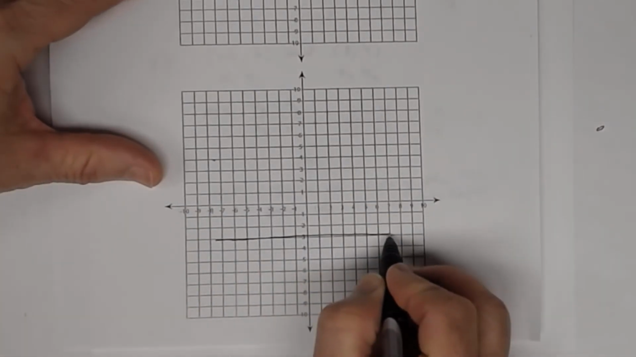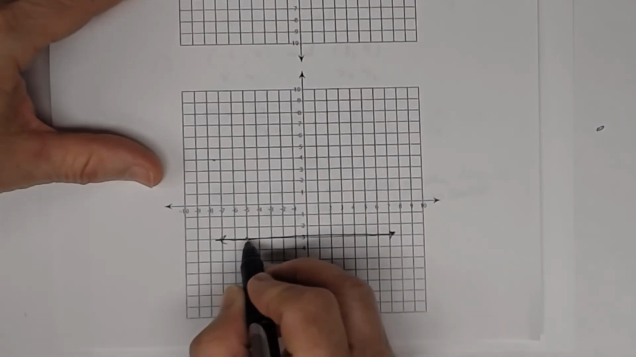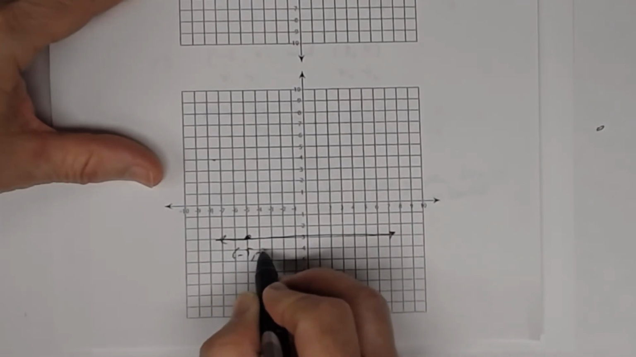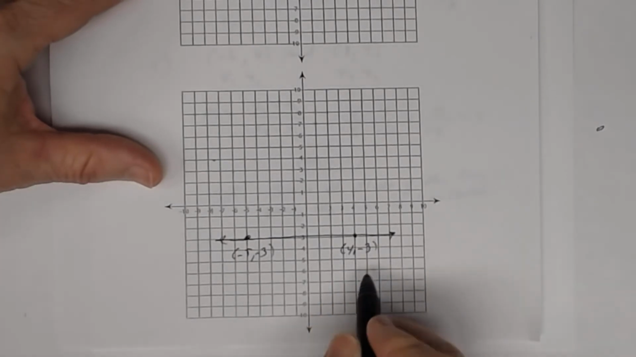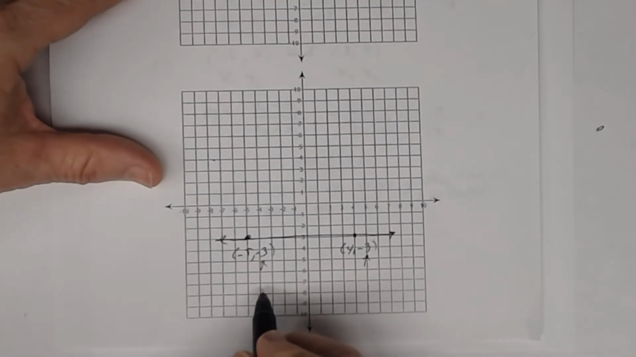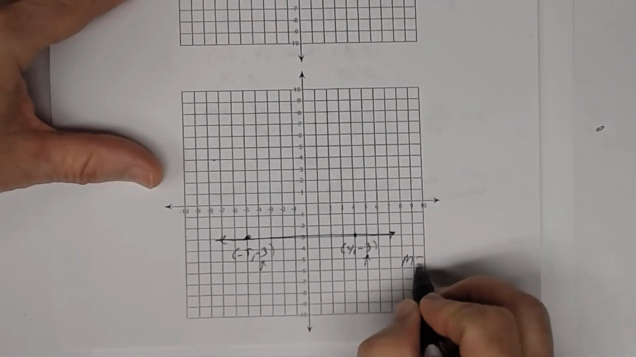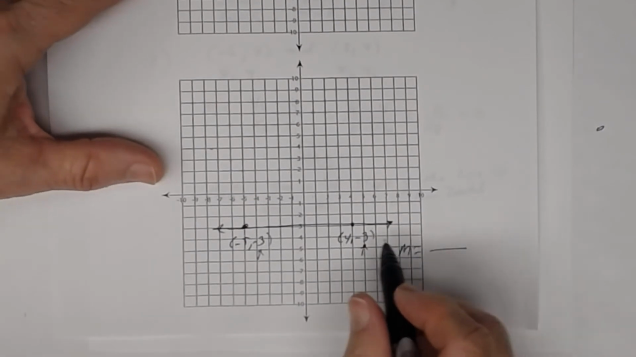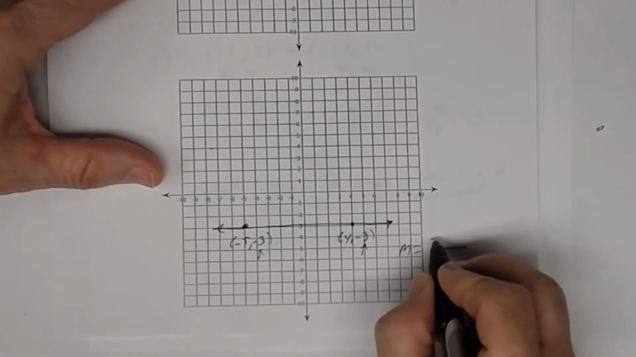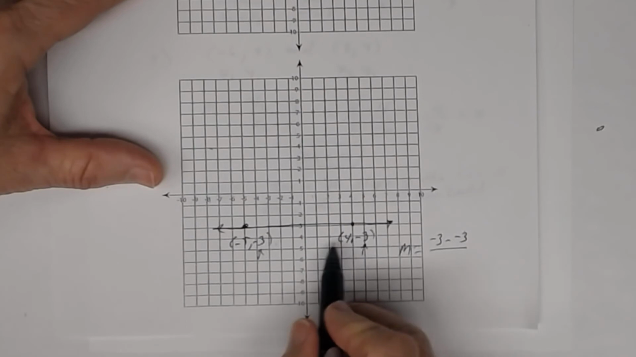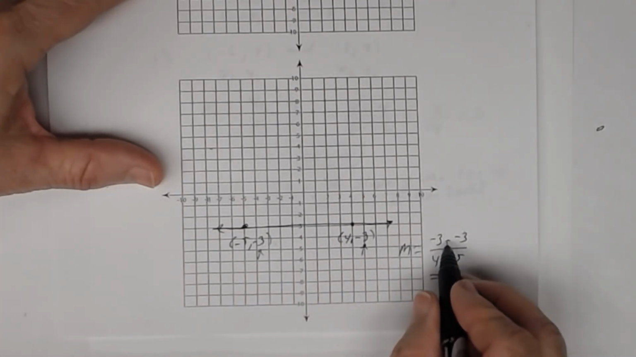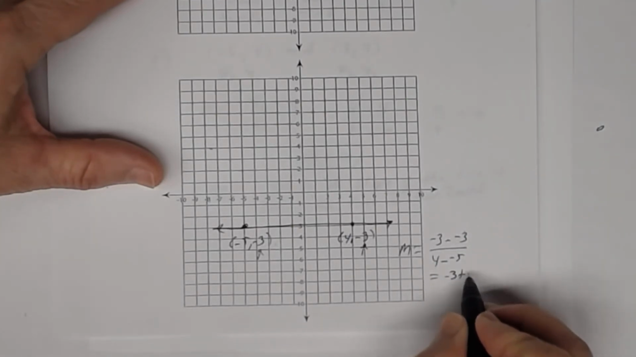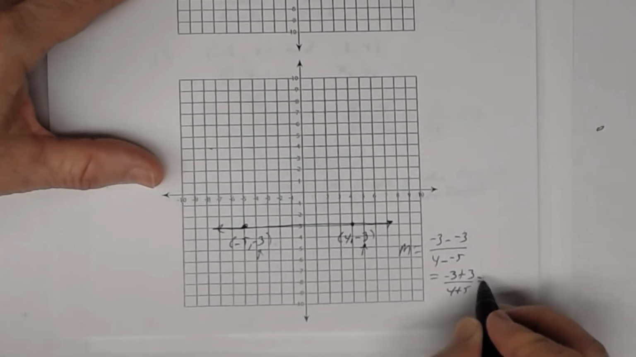If you're looking at this horizontal line right here, so let's say we have this point here, which is negative 5, negative 3. And let's say we have this point here, which is 4, negative 3. Notice my y coordinates are the same. So when I find the slope and I subtract the y coordinates from each other, negative 3 subtract negative 3, divided by 4 subtract negative 5. Notice my numerator, negative 3 plus 3. My denominator is 4 plus 5. Negative 3 plus 3 is 0.